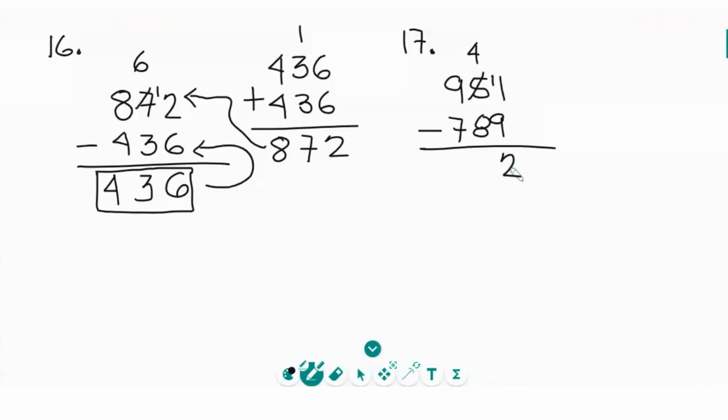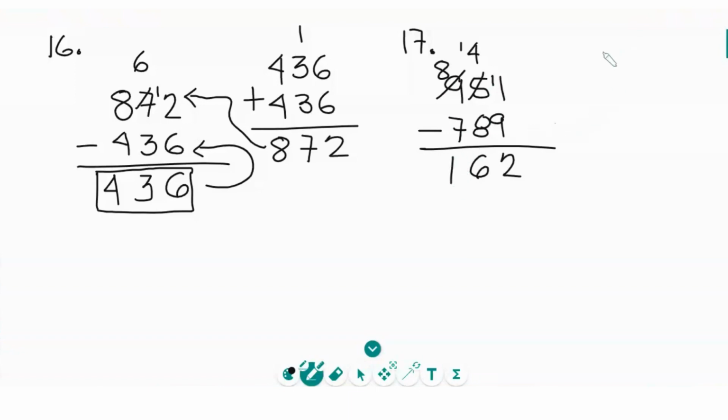Okay, let's check it out. 2 plus 9 will give us 11, right? Okay, the next one here is 4 minus 8. Well, 4 is smaller than 8, so 4 will become 14, and 9 will become 8. So 14 minus 8 is equal to 6. Also, we can say that 6 plus 8 equals 14. 8 minus 7, that will give us 1.